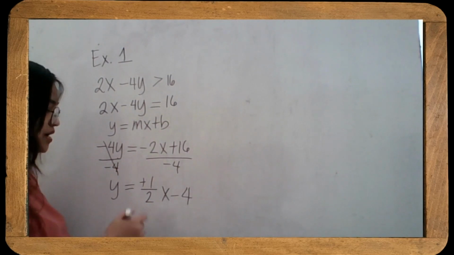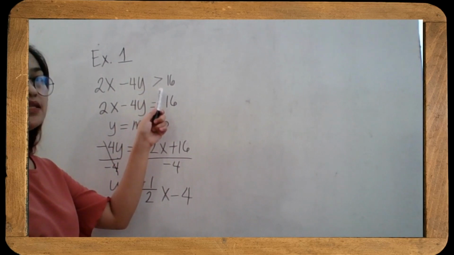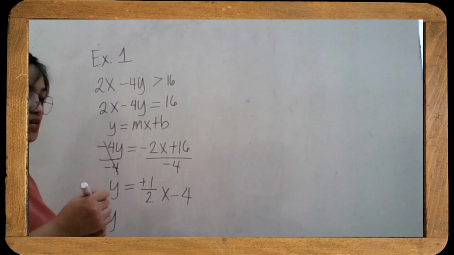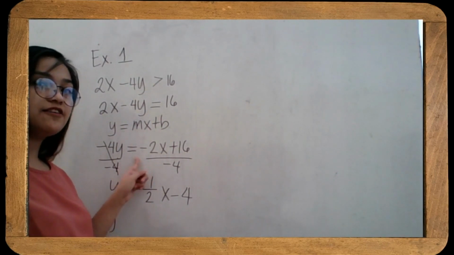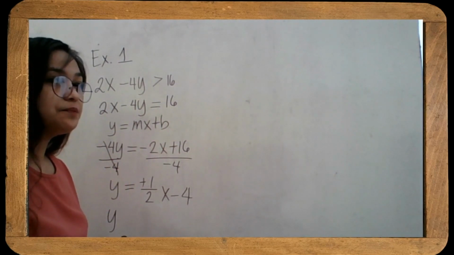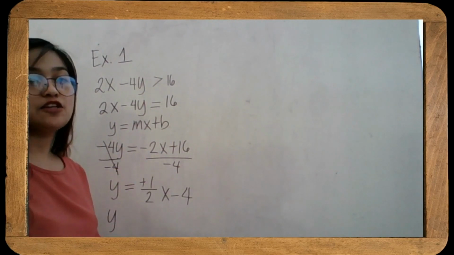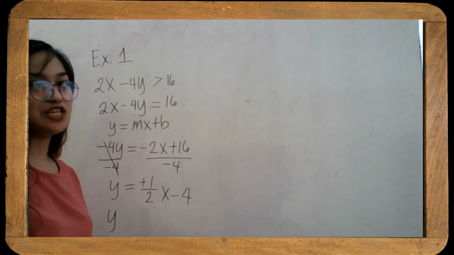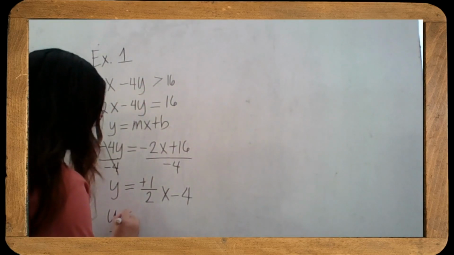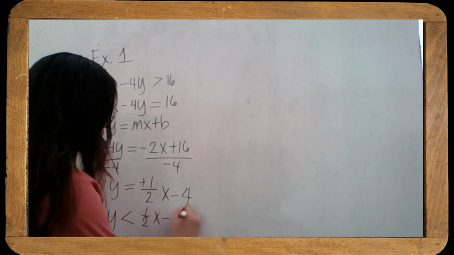So, we have this one, and then, balik ulit tayo sa ating equality. So, we have y greater than pa din ba? Di ba tayo ay nag-divide na negative? Ano yung tinuro ko kanina sa pinaka-introduction? Ang effect ng ating dividing negative numbers, the sense of inequality is change. So, that means yung opposite ni greater than is less than. So, y is less than 1/2 x minus 4.